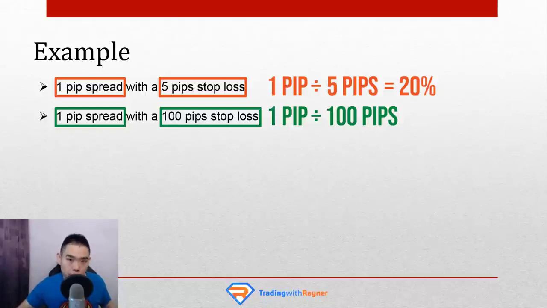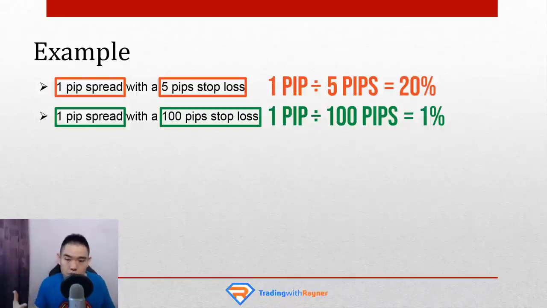You have a wider stop loss, right, because you're trading on a higher time frame. In this case, the 1 pip spread is only 1% of the size of your stop loss. So in terms of cost, it's only 1% of the size of your stop loss. So you can see that the percentage of your stop loss that you're paying as spread is smaller when you have a wider stop loss.